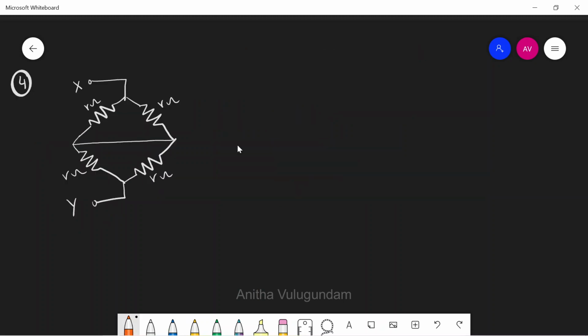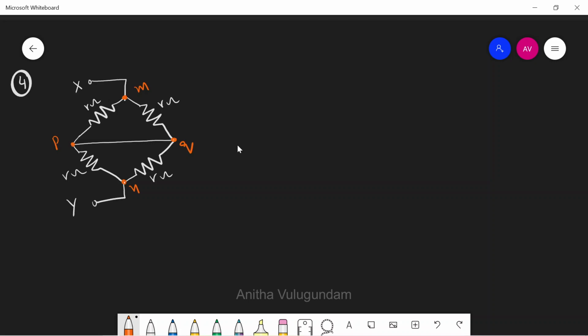Next problem. Find equivalent resistance across the terminals X and Y. Here we have 4 resistors, each of R ohms. Let me name the nodes. I would like to name this node as M and this as N, this as P, this as Q.